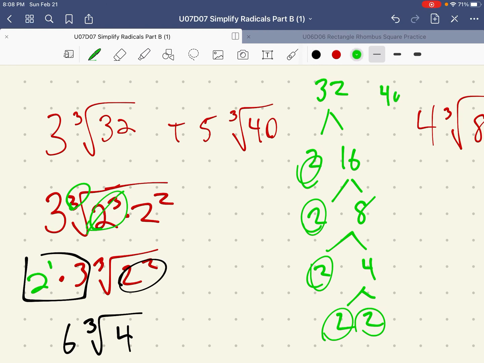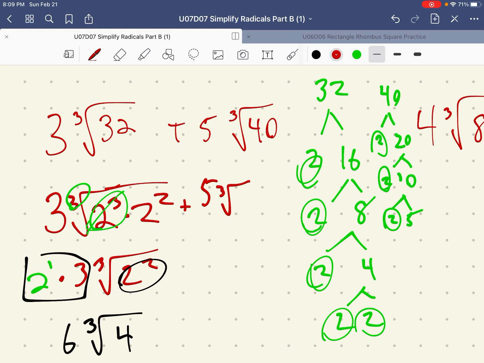So 40 is going to become 2 times 20, which is 2 times 10, which is 2 times 5. So we actually get 2 to the third times 5. So we're going to rewrite this as 5 plus 5 cubic root of 2 to the third times 5 to the first. This again is divisible by 3, because that is our index. So we're going to bring that out as a 2 to the first. Everything else is going to stay the same.